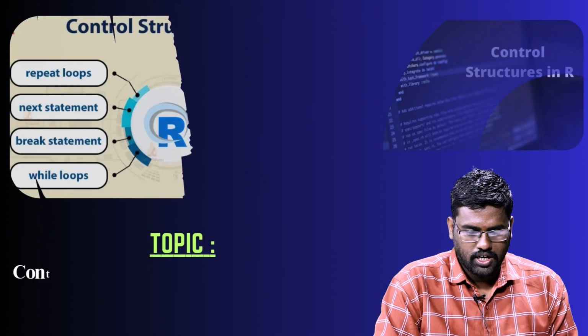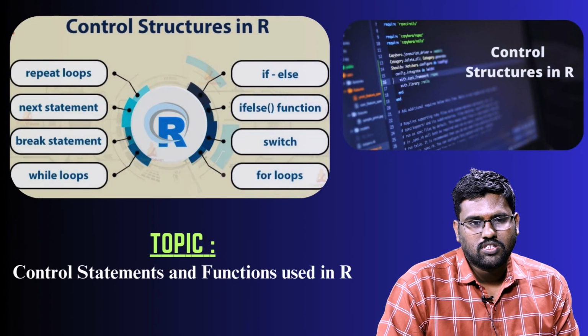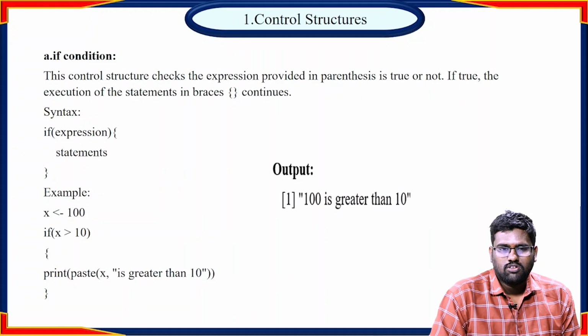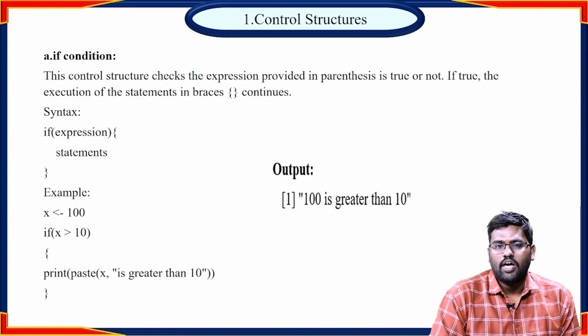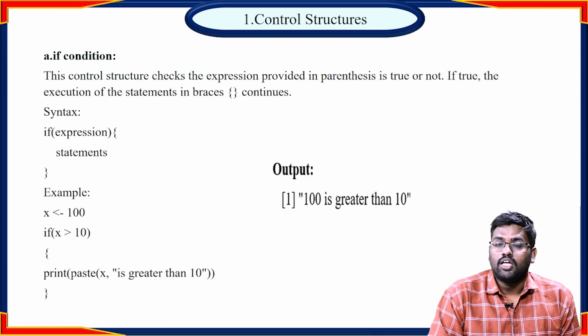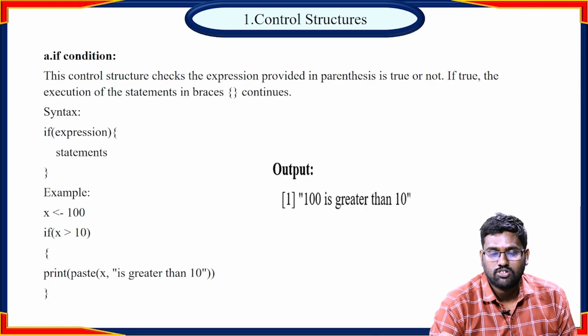So today I want to explain the topic control statements and functions in R programming. So control statements, control structures. Control structures means whatever conditions and whatever logic we apply for the given program, that should be controlled by using that logic. That is called a control structure.